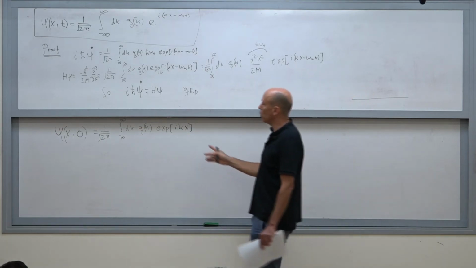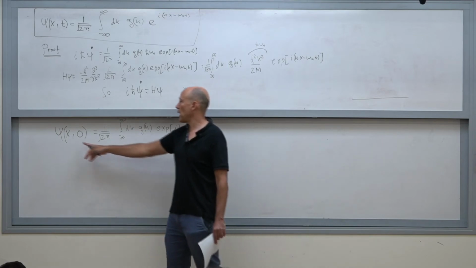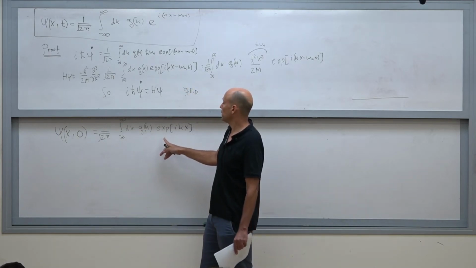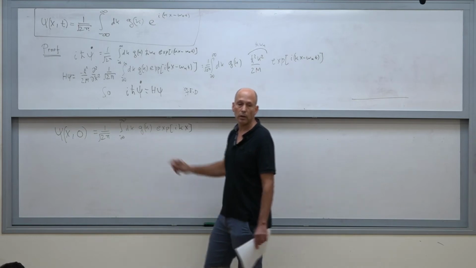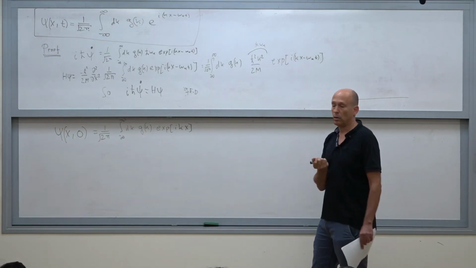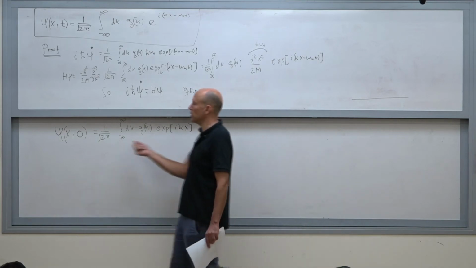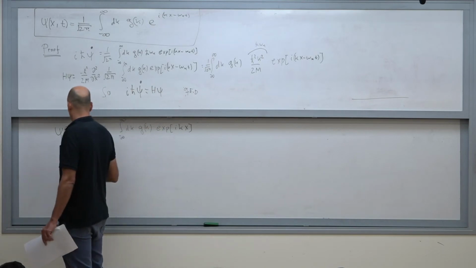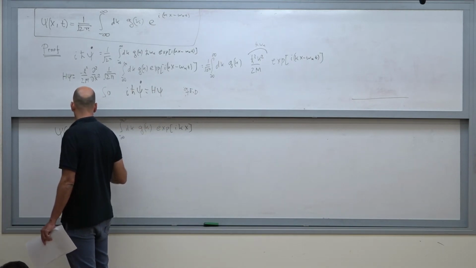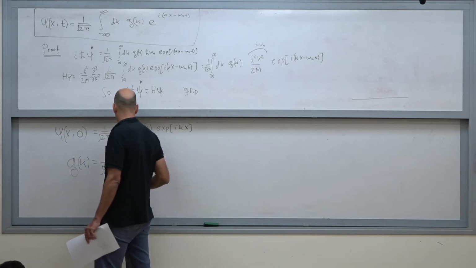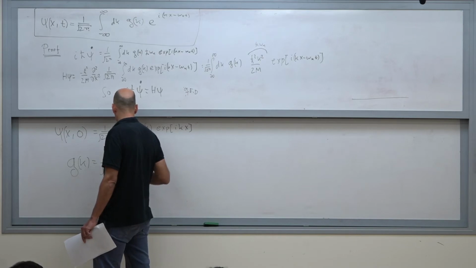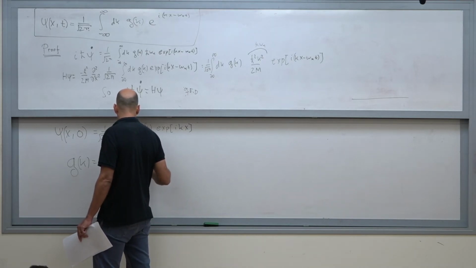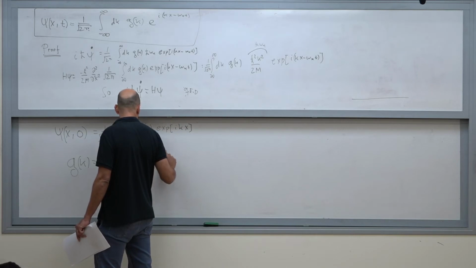But this is something I know. What is psi of x, 0? That is the Fourier transform of g of k. But now I can invert it. Because if this is the Fourier transform, then this guy, g(k), will be the inverse Fourier transform of the initial condition, 1 over square root 2 pi, integral from minus infinity to infinity, psi of x, 0, e to the minus ikx, dx now.